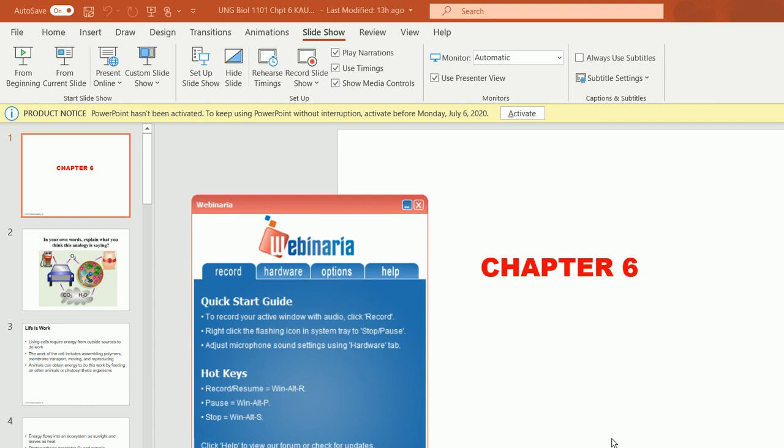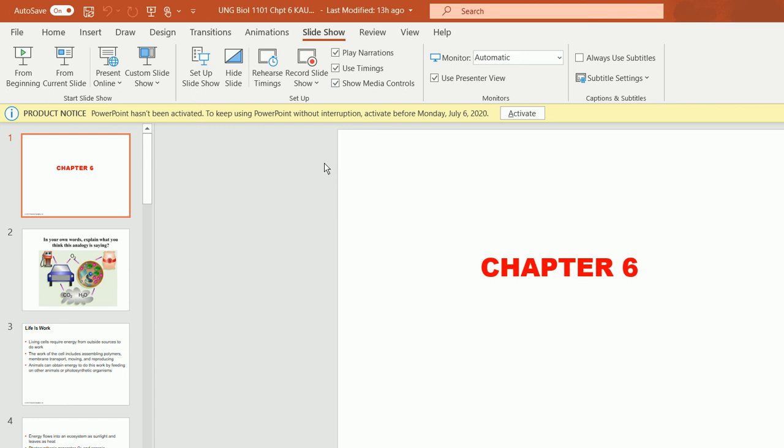Let's discuss chapter number 6. Chapter number 6 is about cellular respiration. First of all, let me explain what this process of cellular respiration is.